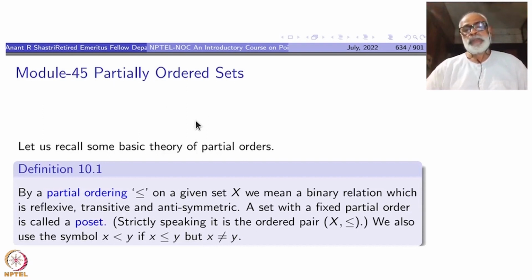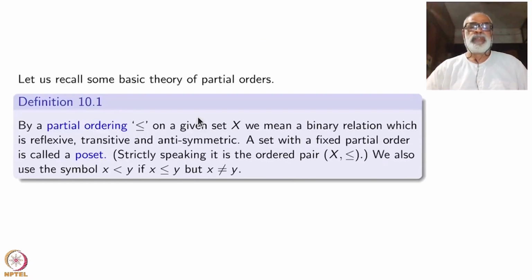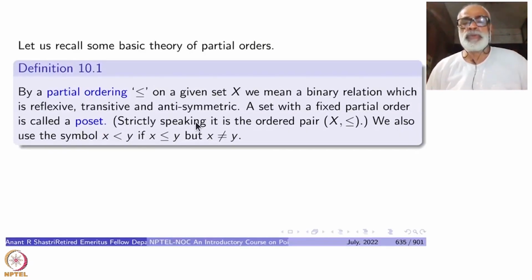Let us recall some basic theory of partial orders. Some of them must be already familiar to you, so we shall be somewhat quick here. By a partial ordering, which is usually written as less than or equal to, on a given set X, we mean a binary relation which is reflexive, transitive, and anti-symmetric. Unlike in the case of an equivalence relation, which is reflexive, transitive, and symmetric. So that is the big difference here, anti-symmetric. Anti-symmetric just means that if x is less than or equal to y and y is less than or equal to x, then x must be equal to y.